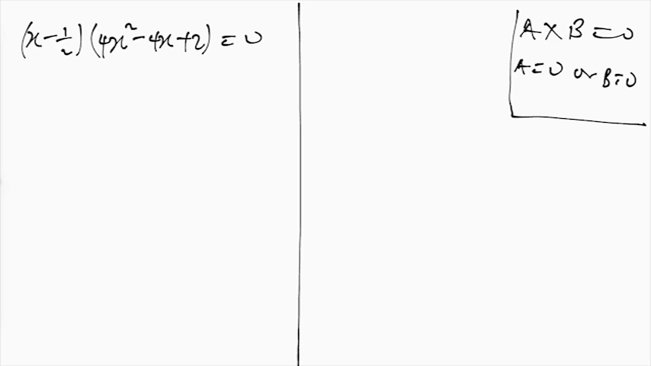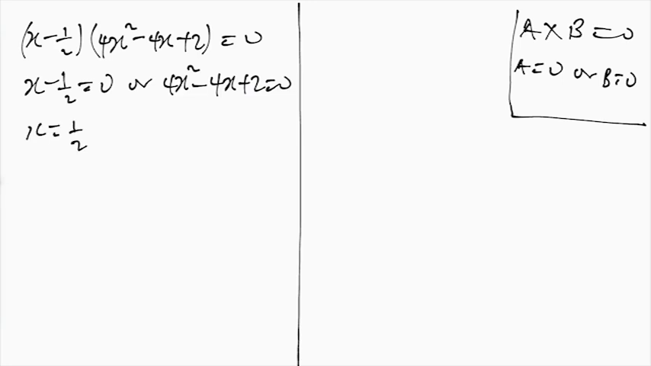So in the same way, we can now come here and say it implies that x minus 1 over 2 equals to 0, or 4x squared minus 4x plus 2 will be equals to 0. Of course, we solved it before, so we can say that x equals to 1 over 2. So all we need to do now is, this is a quadratic expression, so we can use any of our preferred method to simplify this.